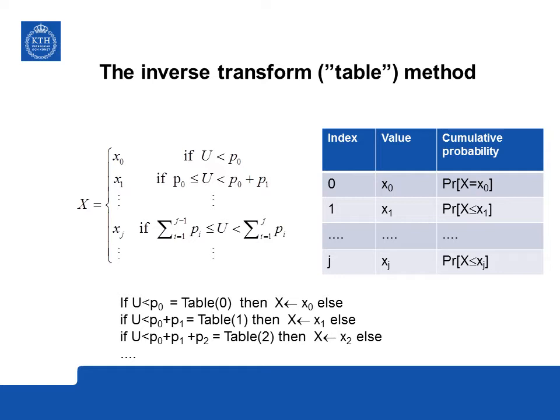The table on the right-hand side contains the cumulative probabilities, that is, the probabilities that x is less than xj in row j. We generate a uniform random variable, and then we compare it with the entries in the table, and when we find a table entry that is larger than u, we output the corresponding index or the value of that row of the table.